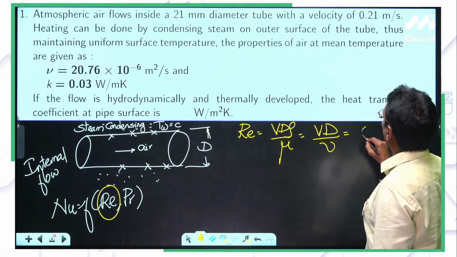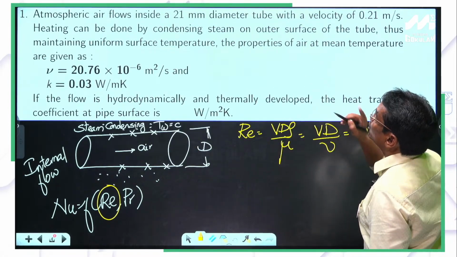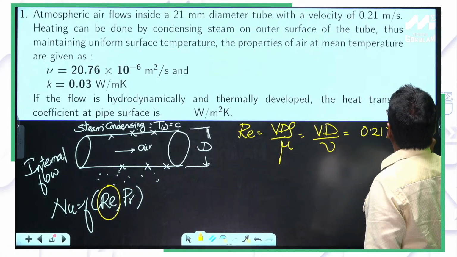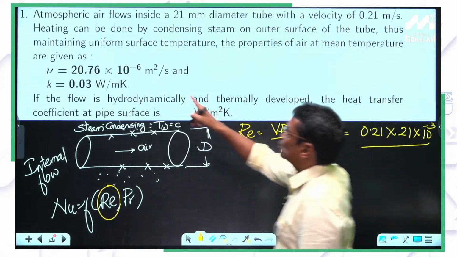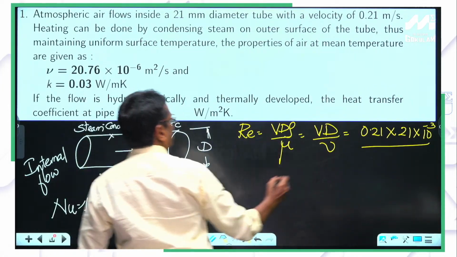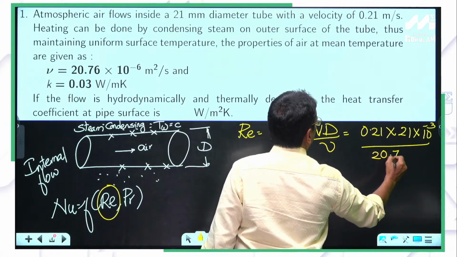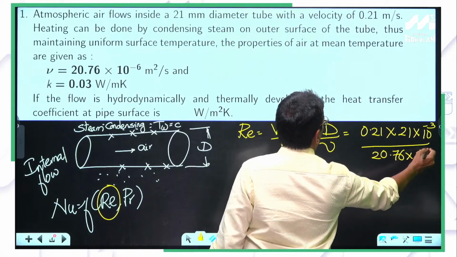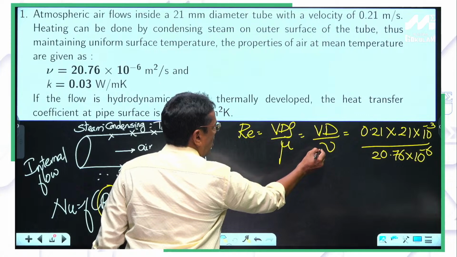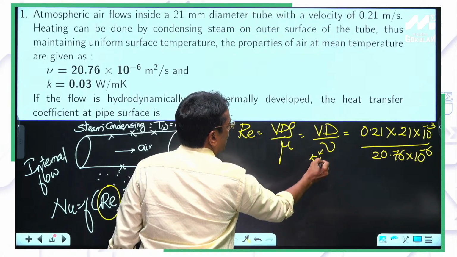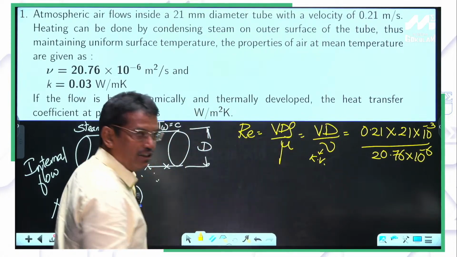Velocity is given as 0.21. Diameter is 21 mm, but we have to convert it into meters. All the dimensions must be kept only in meters. Kinematic viscosity is given as 20.76 into 10 power minus 6. This nu is called kinematic viscosity, having the units of meter square per second in the SI system.